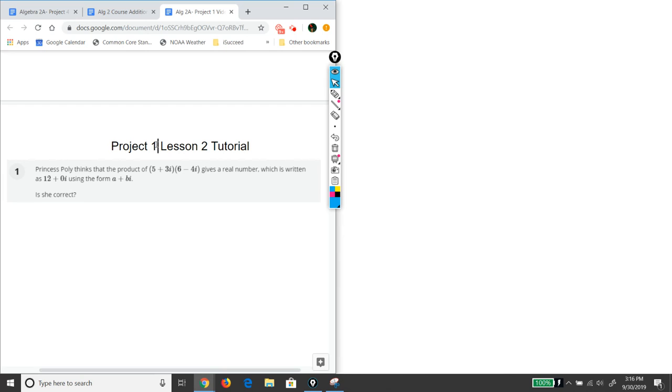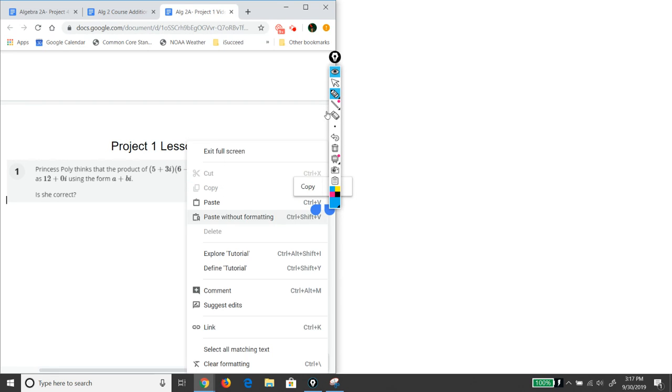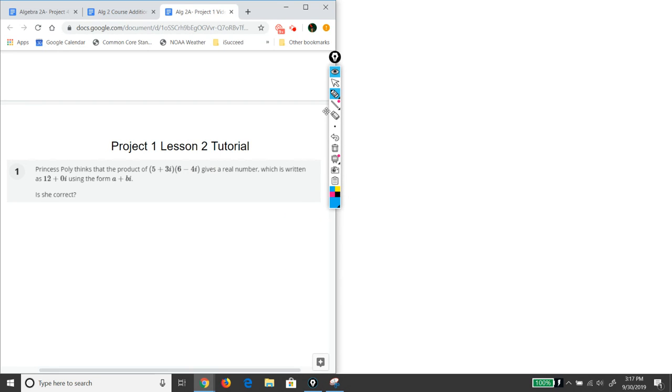So there's 6 questions presented to you in Lesson 2, and I'm going to walk through each of those right now. So question number 1 is about Princess Polly. She's doing a product, which means that she's multiplying two different complex numbers, 5 plus 3i and 6 minus 4i.